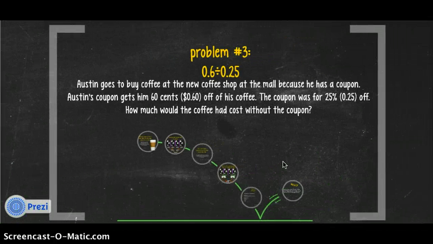So Austin got a coupon to the new coffee shop in the mall, and he wants to use his coupon, which gets him 60 cents off of his coffee, or 25% off. So our problem is 6/10 divided by 25/100ths, which would be 0.6 divided by 0.25, or in this case 60 cents divided by 25%.